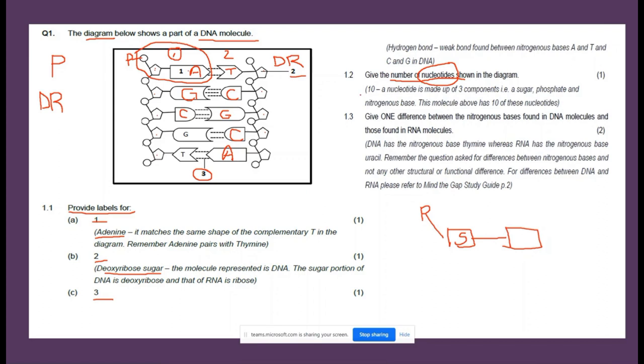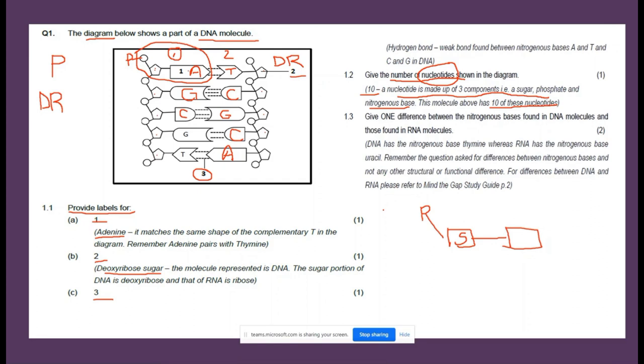Does that make sense to you, grade 12s? There you can see I've given you an explanation. A nucleotide is made up of sugar, phosphate, and a nitrogen base. So therefore, this molecule has 10 nucleotides.